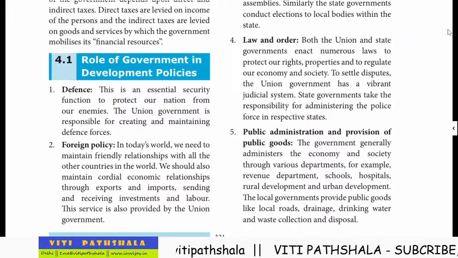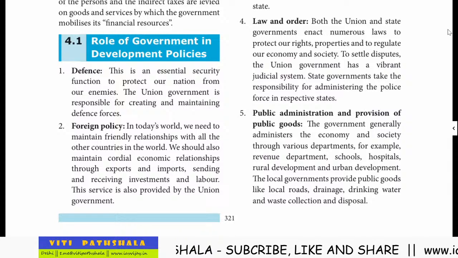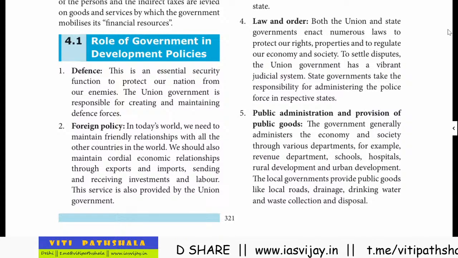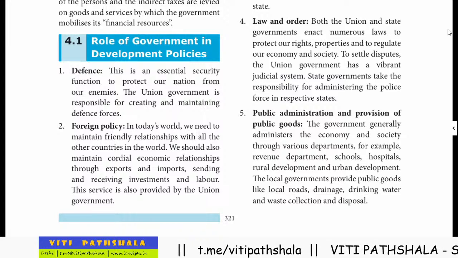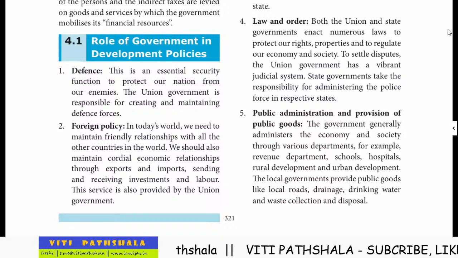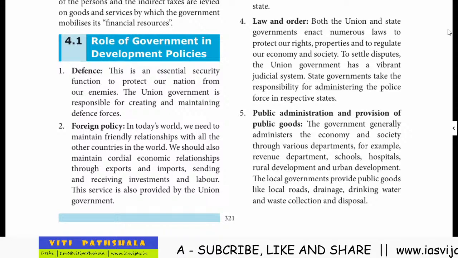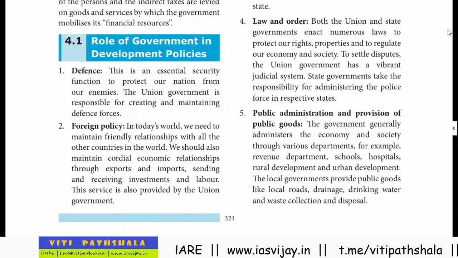Then comes the foreign policy. In today's world, we need to maintain friendly relations with all other countries in the world. We should also maintain cordial economic relationships through exports and imports, sending and receiving investments and labor. This service is also provided by the union government. So all the foreign policy is funded by the taxes that we pay.